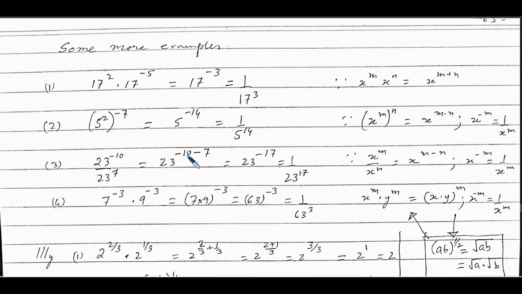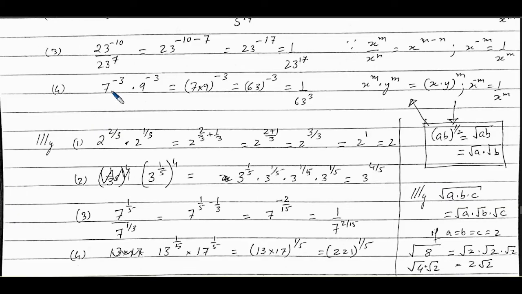So this is minus 10 and this plus 7 goes up. So it's 23 to the power minus 17. So I write it as 1 to the power. Just see in the side. Okay, you freeze and see. Similarly here 7 to the power minus 3 into 9. This is common. So 7 into 9 I can write to the power minus 3.